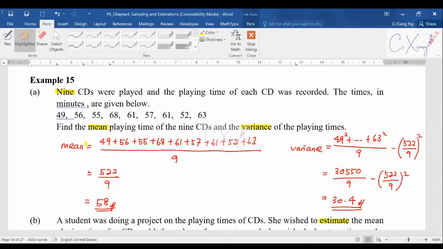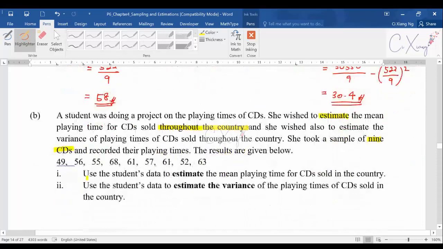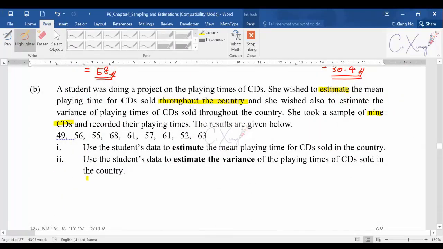All right, so you look at the meaning of the question. So for part number B, very obvious, they want you to use the 9 CD to estimate the mean time for the whole country. So a small group value to estimate a large group value. So we call it as estimation. All right, so sometimes the keyword is not obvious, but usually you will see the word like estimates. Although it is not obvious, in the meaning you can see that you want to use a small group to estimate the value for a large group. Okay? All right, so this is the estimation part.